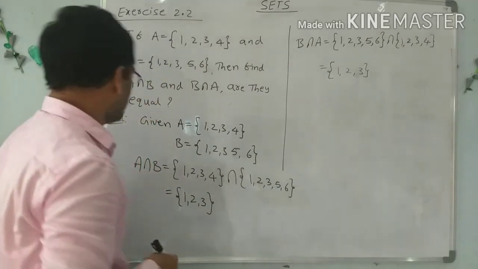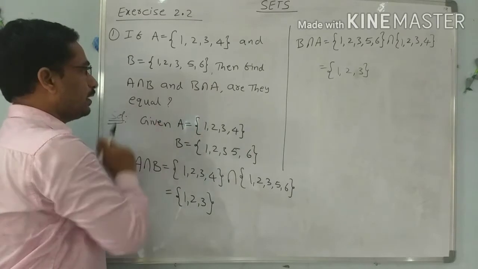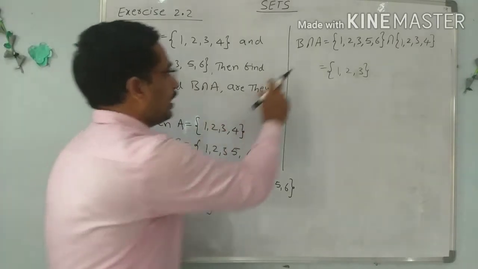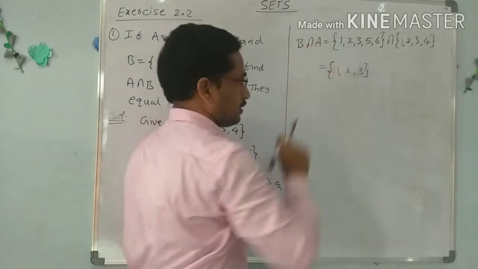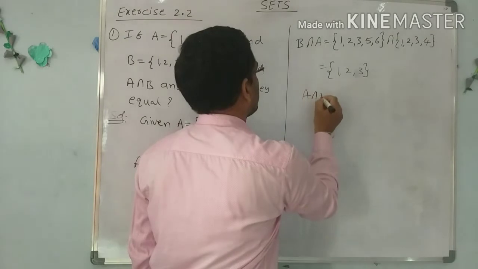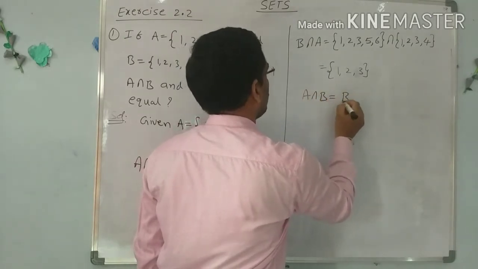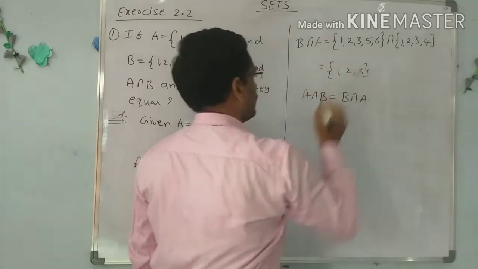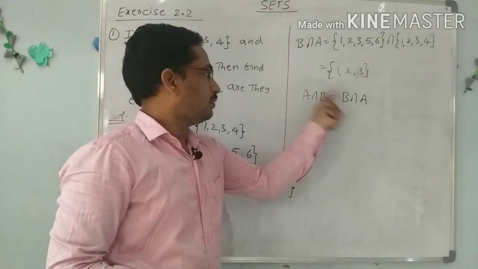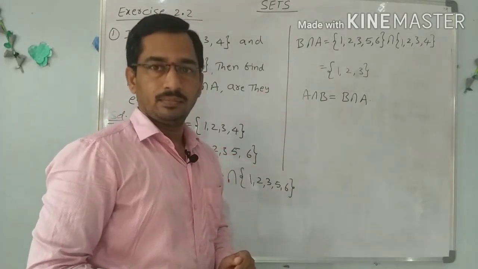So what you observe here, given, are they equal? See A intersection B elements 1, 2, 3 and B intersection A elements are also the same, 1, 2, 3. So from this we observe A intersection B equal to B intersection A. So intersection is commutative: A intersection B equal to B intersection A.